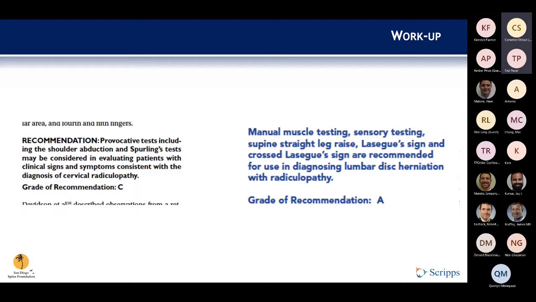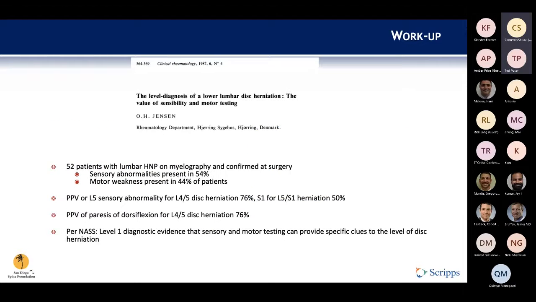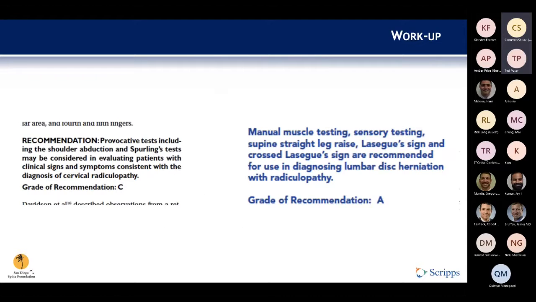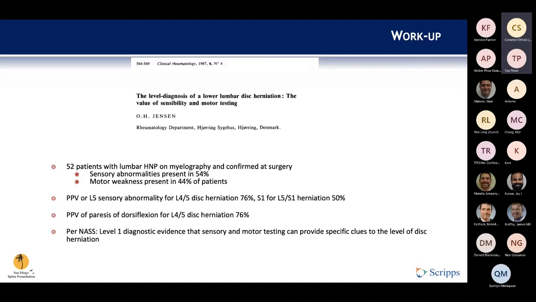Whereas manual muscle testing, sensory testing, and then straight and cross leg raise testing are useful in diagnosing lumbar disc herniations. This has a recommendation of A. So these are just to look at, and then some studies delving deeper into this and why this is important and what you should be testing in these patients are the next few slides.